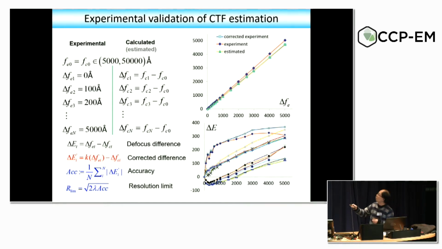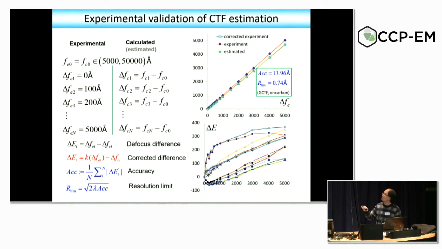Then we fitted a linear function to correct the experimental defocus, applying it to fit the estimated defocus values, and then use the corrected experimental values to estimate the errors. And this is the final error. We got an accuracy for GCTF of about 14 angstroms.